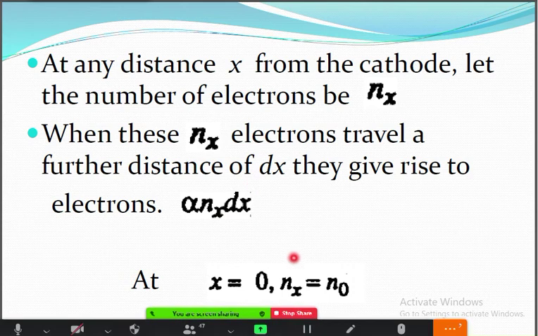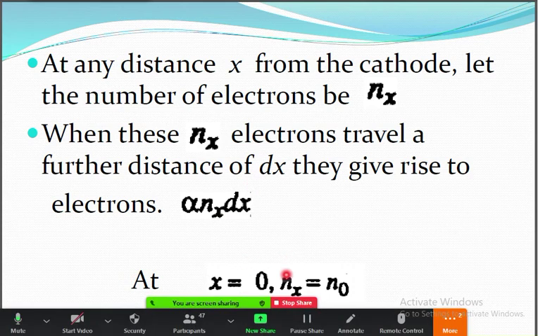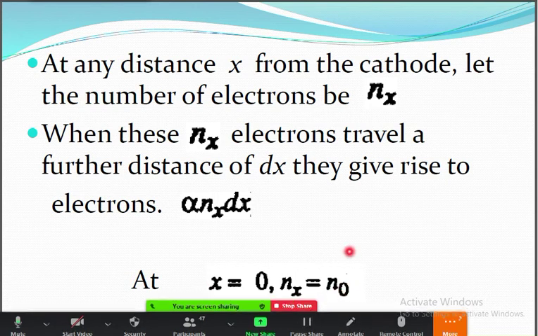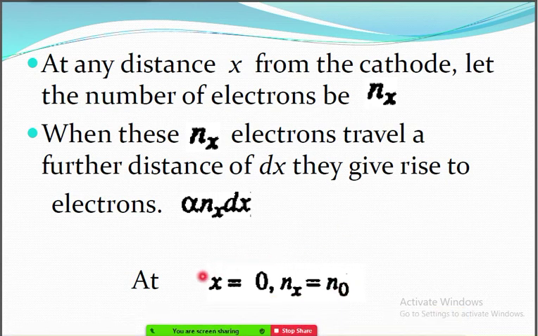So this is your initial condition: at x equal to 0, the number of electrons is n naught. That we can see from the diagram. X equal to 0 means we are at the cathode, so at the cathode the number of electrons is n naught. At a distance x, they will be nx. If they travel distance d, they will become nd. That is what the terminology is.